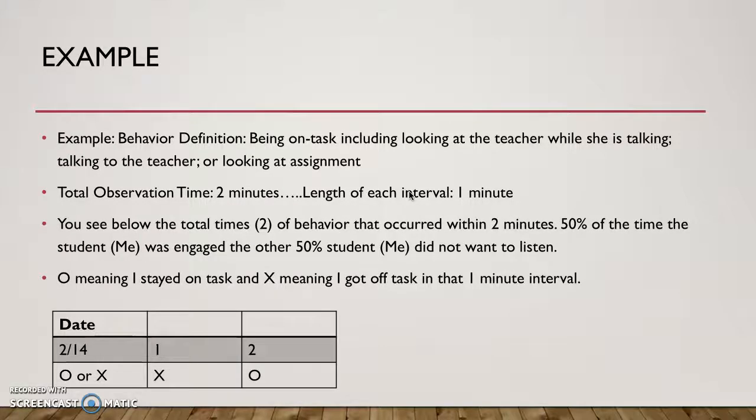Here's an example that I did and recorded, which you will see next. The example is being on task, including looking at the teacher while she is talking, or looking at the assignment. I did it as a 2-minute length and each interval at 1 minute to keep it short. You see below the total times of behavior that occurred within 2 minutes. 50% of the time the student, me, was engaged and the other 50% I did not listen. So O meant I stayed on task and X meant I got off task in that 1 minute interval.